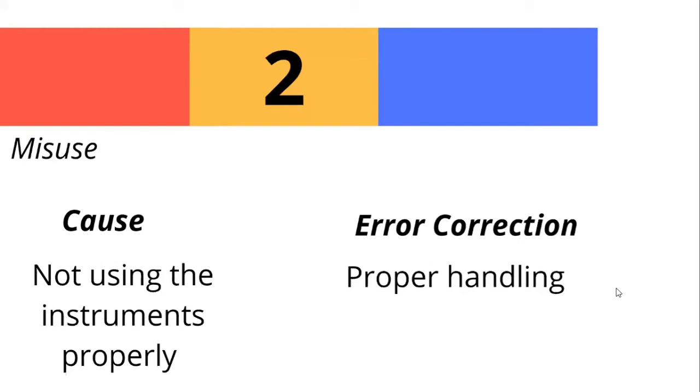Right? The instrument is supposed to be used at a particular condition, but if you deny it or refuse to use it at that particular condition, then we can state that as misuse of the instrument, and that will completely damage the instrument. Right? So the cause, as I said, is not using the instrument properly. Error correction is properly handling it. If the voltmeter can measure only 0 to 5 volt, then use only a 0 to 5 volt power supply.